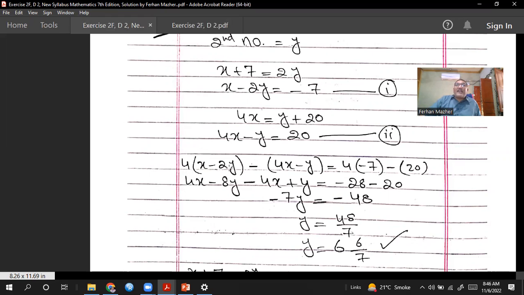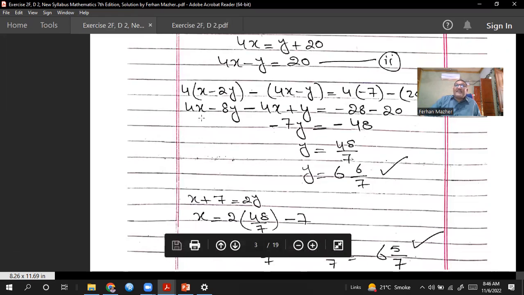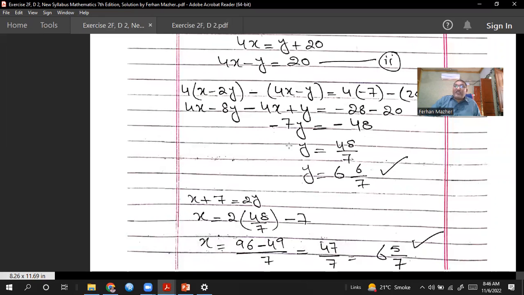So 4 times bracket x minus 2y bracket close minus bracket 4x minus y bracket close is equal to 4 times minus 7 minus 20. So it will be 4x minus 8y minus 4x plus y equals minus 28 minus 20. So this and this will be cancelled. So minus 8y plus y, it will be minus 7y equals minus 48. So y will be equal to 48 divided by 7, the minus signs cancelling. So y will be 6 whole 6 by 7.